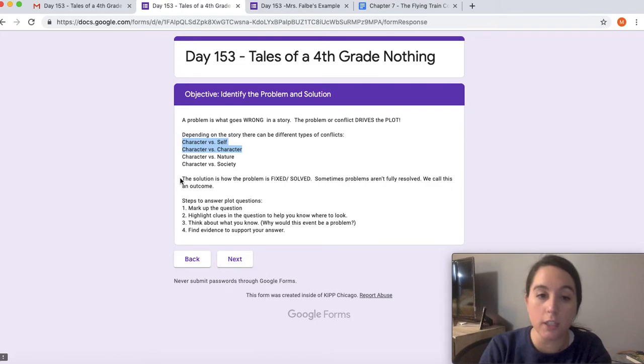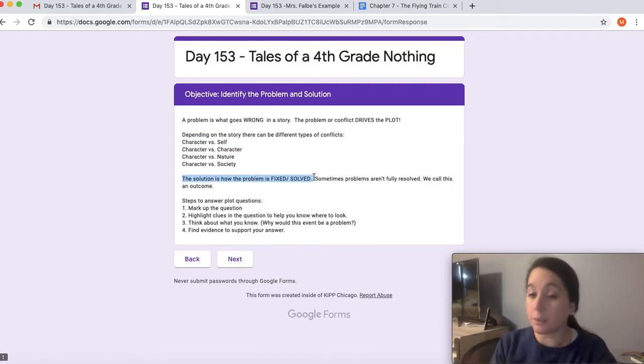And then the solution is how the problem is fixed or solved. Sometimes problems aren't solved, and we'll talk about examples of that today, and that's called an outcome.